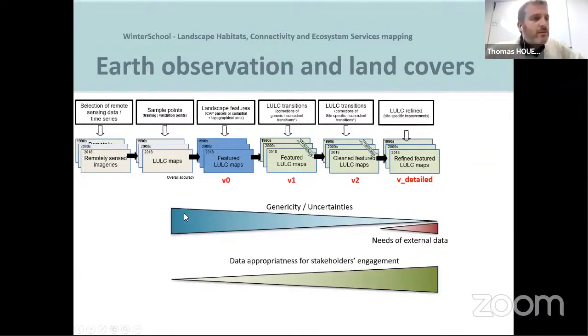I would say that the more you stay on the left side of this approach, the more generic you will be. The more you are on the right side, the more need of external data you will have. But what we noticed, thanks to the ALICE project, is that if you want to have good stakeholder engagement in the whole process of your project, of your landscape management process, you will need to better specify all these maps, because they will be the maps that the stakeholders usually use.